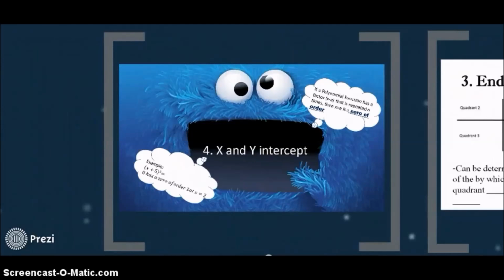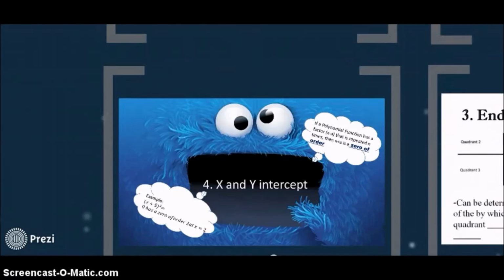Finally is the x and y intercept. Again, if a polynomial function has a factor of x minus a that is repeated n times, then x equals a is a zero of order n. Here is another example. The equation is the square of x plus 5, so negative 5 has a zero of order 2, and x equals 2.